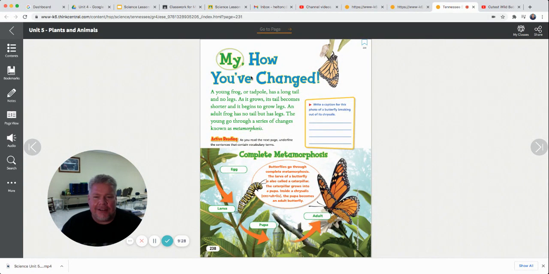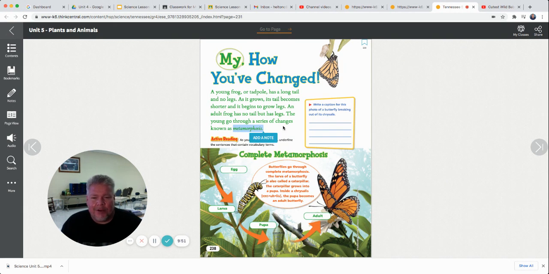My, how you've changed. A young frog or tadpole has a long tail and no legs. As it grows, its tail becomes shorter and it begins to grow legs. An adult frog has no tail but has legs. The young go through a series of changes known as, this is a big word, metamorphosis.